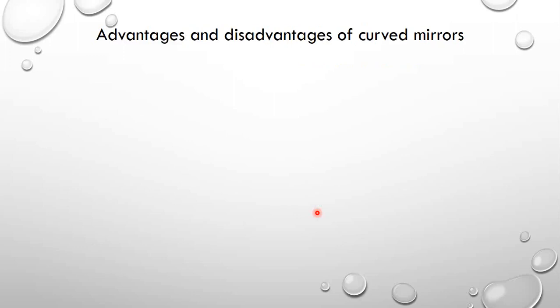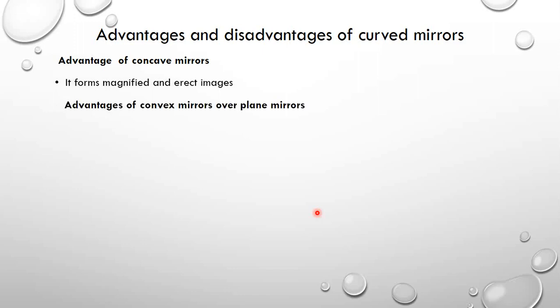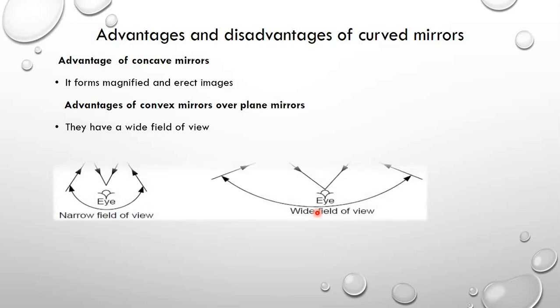We are also going to look into the advantages and disadvantages of curved mirrors. Let's begin by looking into the advantages of the concave mirror. The concave mirror forms a magnified and erect image. That is a big advantage. And then let's look into the advantages of a convex mirror. First of all, we have already seen that it has a wide field of view as compared to the plane mirror.